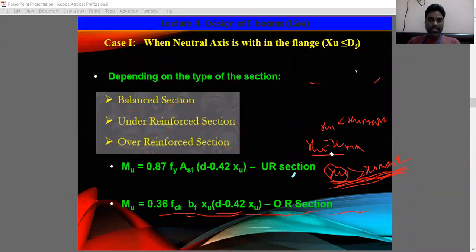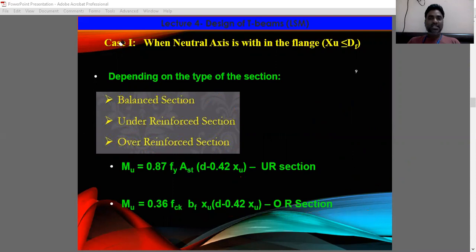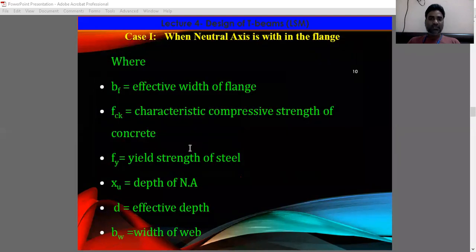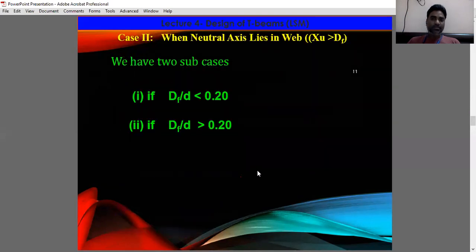Now coming to the second case, that is if the depth of neutral axis is within the web, then how to determine the moment of resistance? And before that, just see the parameters. Just now I told you, bf is the effective width of the flange. fck is the characteristic compressive strength of concrete. fy is the yield strength of steel. And Xu is the depth of neutral axis. d is the effective depth and bw is the width of the web.